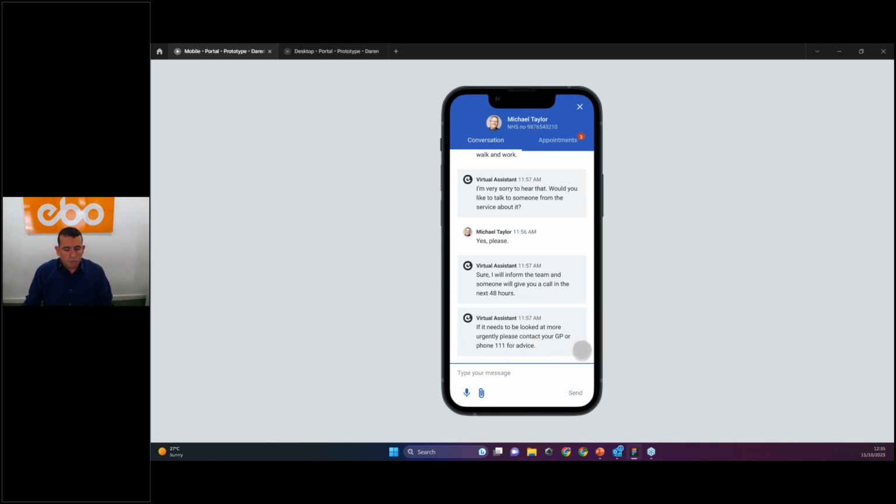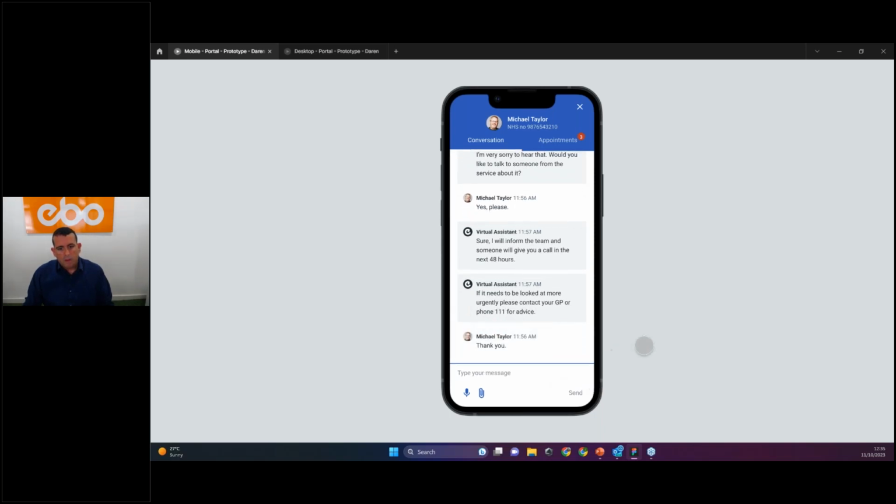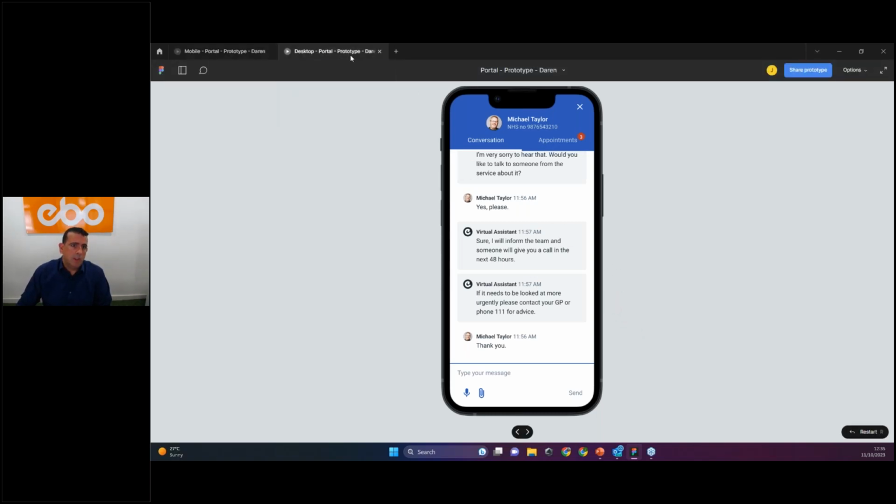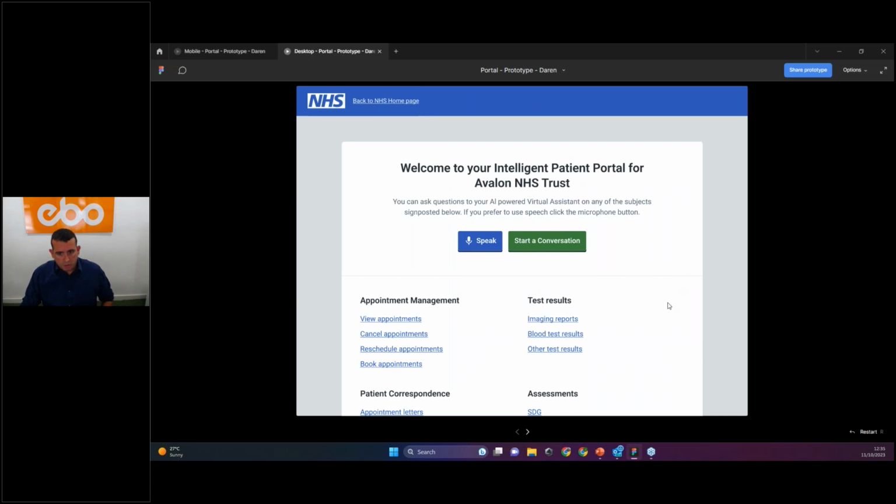Patient safety is obviously critical. This is not an emergency service, but if it is something that could be urgently looked at, we could provide them with the appropriate advice. And that would be the process using a mobile phone. As you can see, the patient portal would be totally responsive depending on the device that it is working on. So that's the first one. Let me move over to the second one.